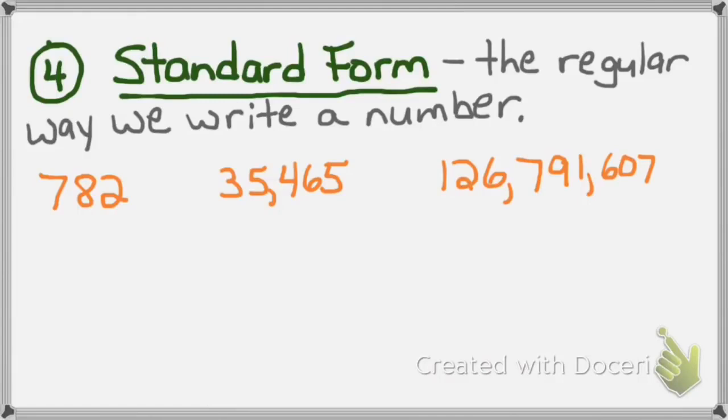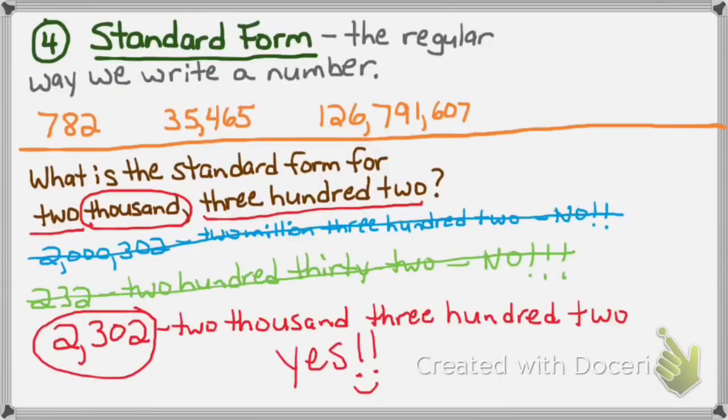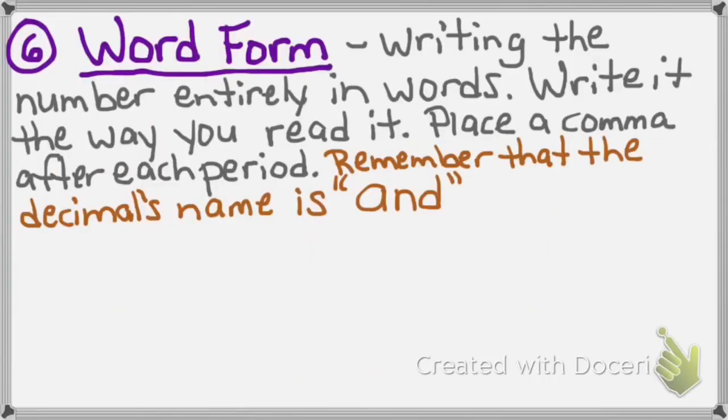So to review this lesson, standard form is the regular way we write the number. It's the way we write the number with digits. When writing a number in standard form, when you're finished, go back and read it and make sure it correctly matches the word form because it's easy to make a mistake.